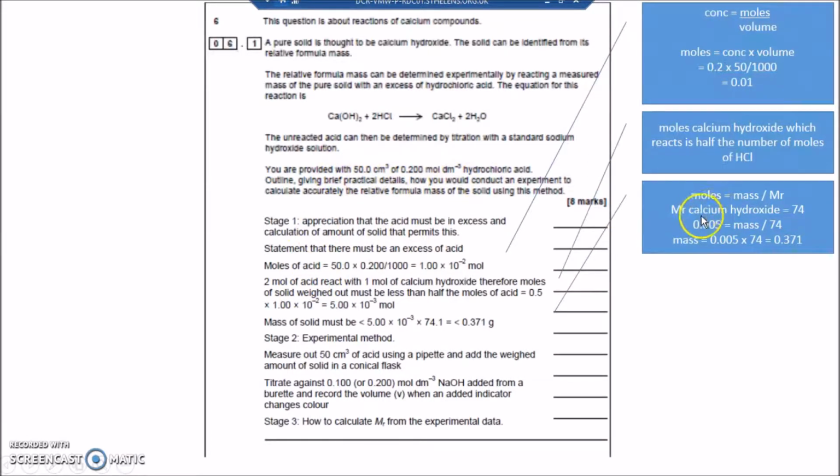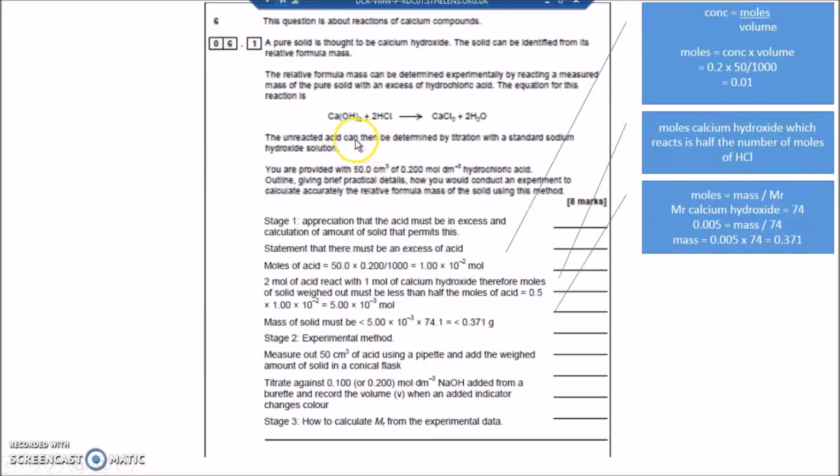It doesn't tell you, so let's work it out. So the Mr of calcium hydroxide is 74, so it's 40, add 2 16s for the oxygens, add 2 1s for the H's, it comes out as 74. Mass is 0.005 times 74. It comes out accurately as 0.371. That's the number of grams of calcium hydroxide that would react with 2 moles of acid.